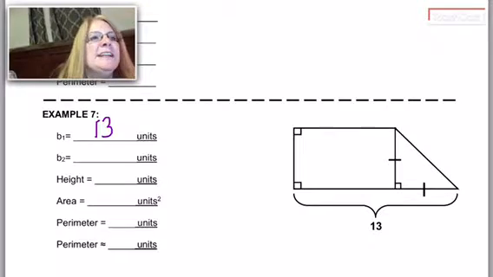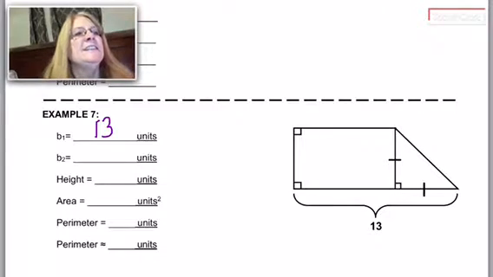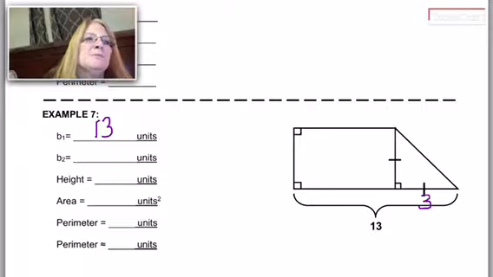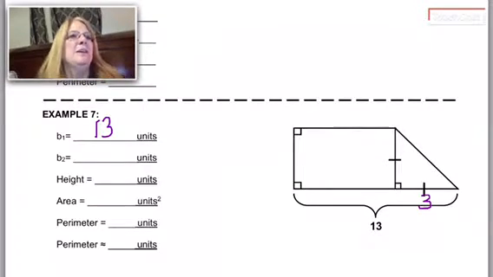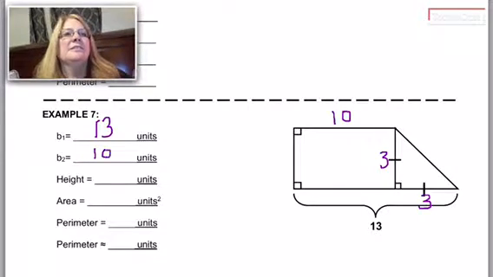So let me go ahead and give you something. Let's say that this is 3. Okay, so we need something. So if that is 3, then we can find the other base up here. This is also 3. So that's going to make 13 minus 3, which makes this base 10. Okay, so the height is 3.